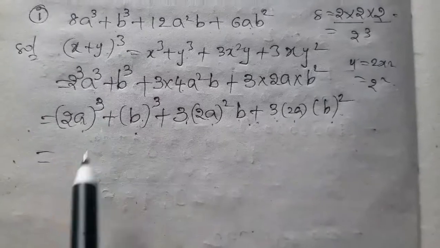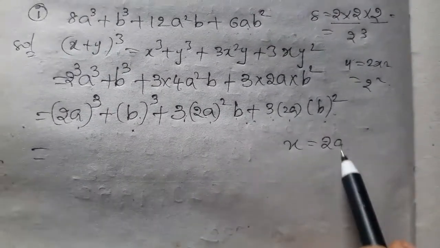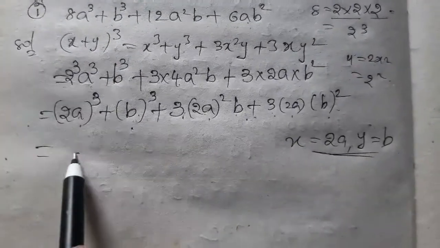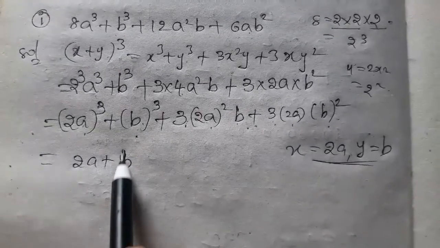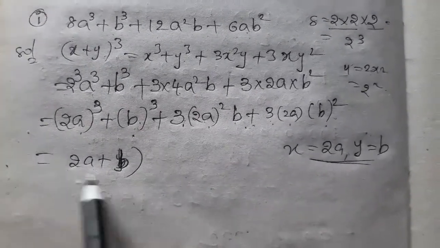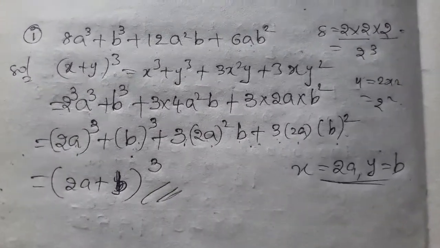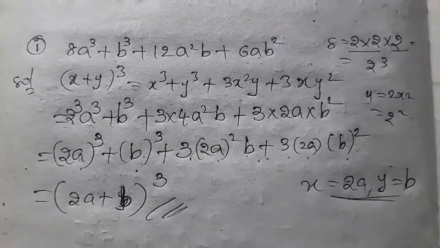Now which is in the form of like this. That means here the value of x is what? 2a, and the value of y is what? b. So that means (2a plus b) whole cube is the answer of the given question. Understand all of you? Yes. Now move to the next question.